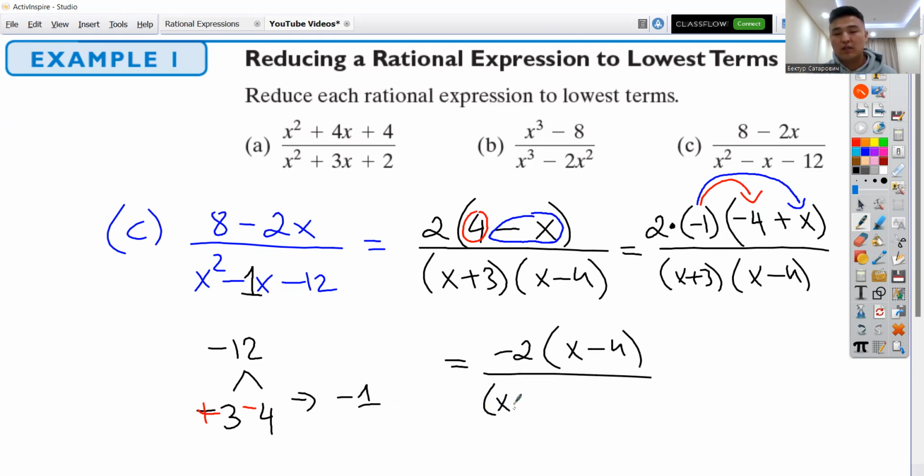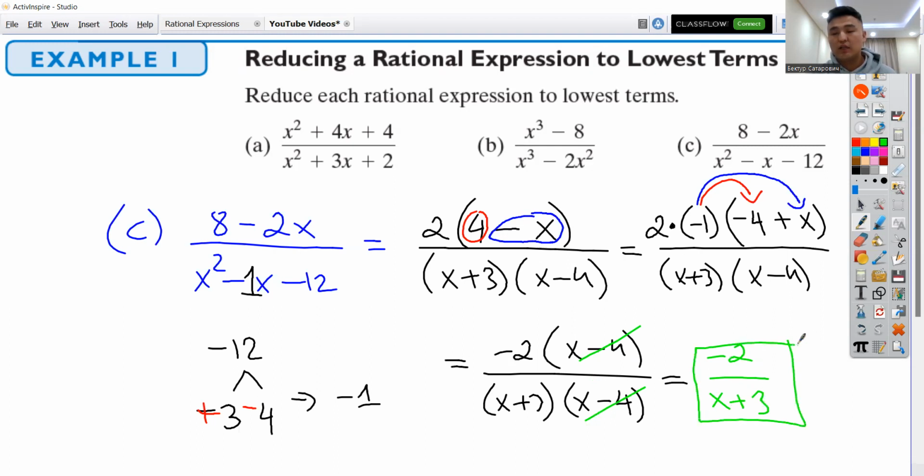As you can already see, I have exactly the same expressions, so I can simplify them. The x minus 4 cancel, leaving negative 2 over x plus 3. This will be my final answer. All right, this is the end. Good luck.